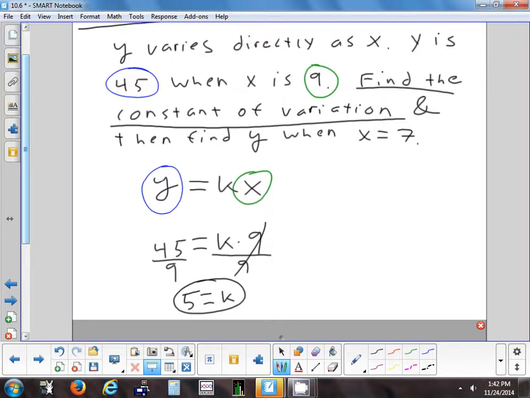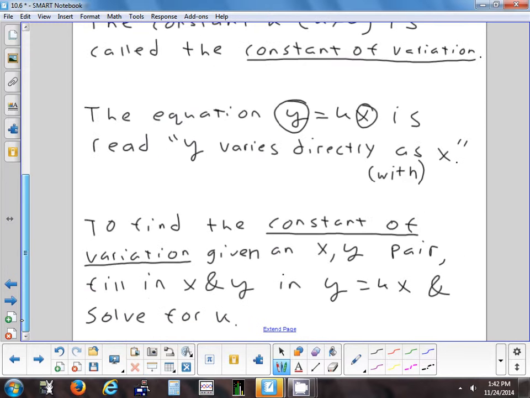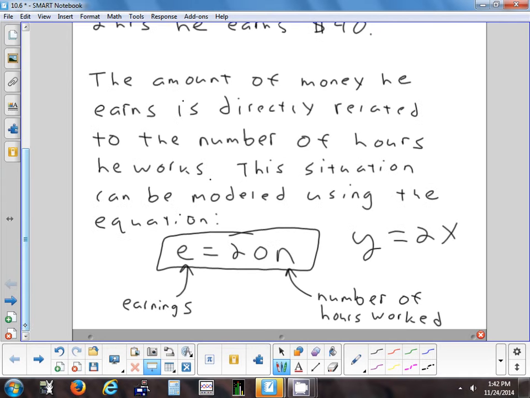Any question on how we got k equals 5? All right. So now we have our direct variation equation, which we can write. Set that up on our paper. y equals 5x. In our example, this number is a little different, but it's going to look just like that.